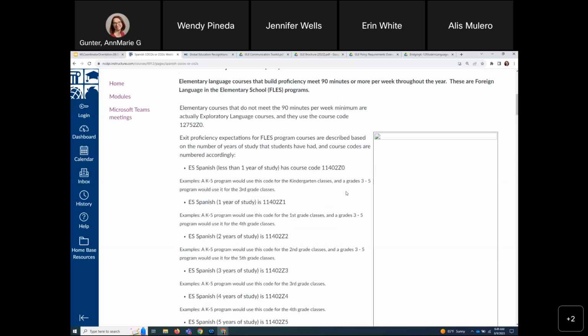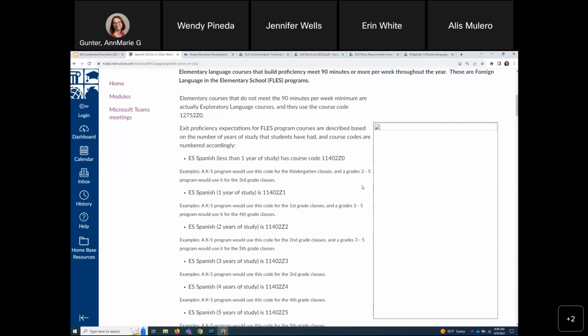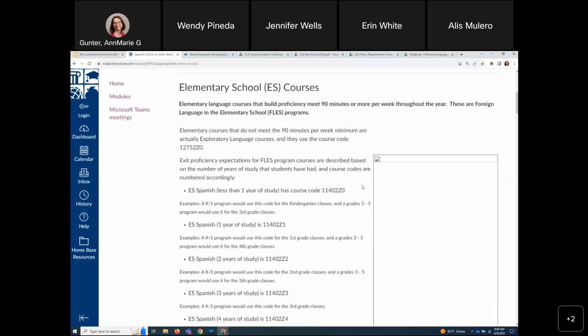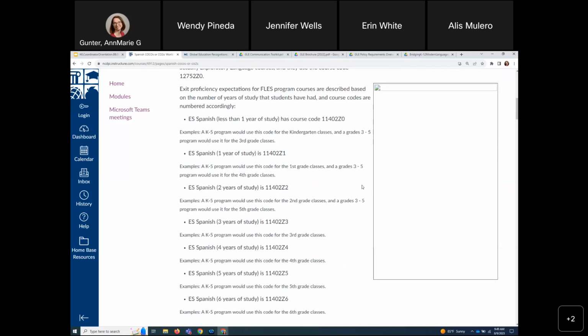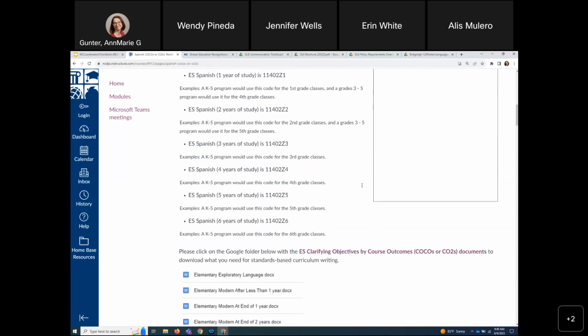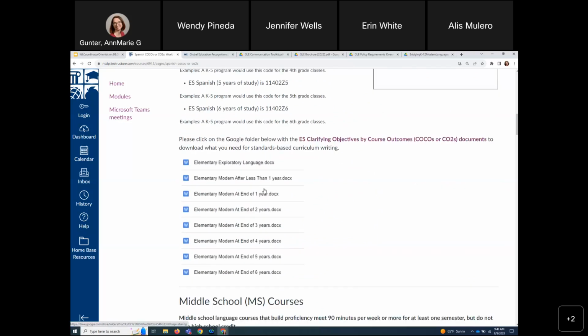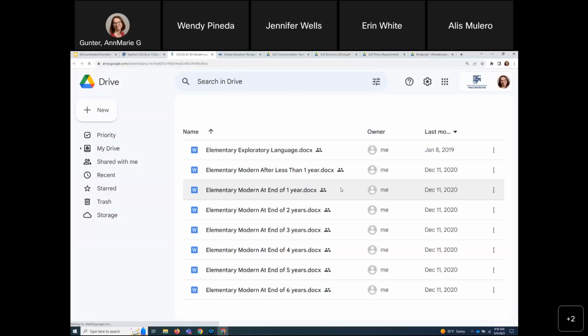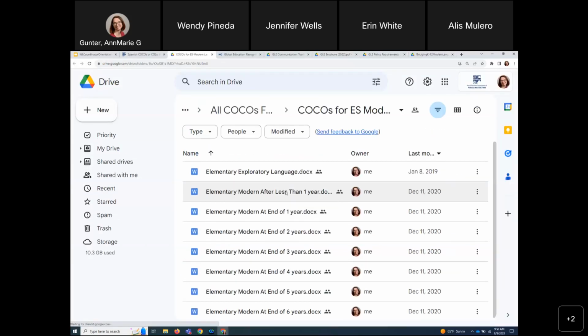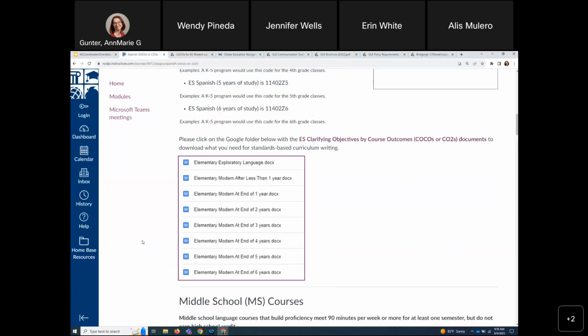And as you go through that, and give me a minute, over here to the right hand side there's actually a picture of Nikki, the Global Ready student, that has to load a little bit. So it takes a while. But as you go down those elementary courses, you'll see that there's a Google folder that has all the COCOs documents. And you just click on that. It takes you out to the Google folder, and you can download what you need for your programs and your curriculum writing.